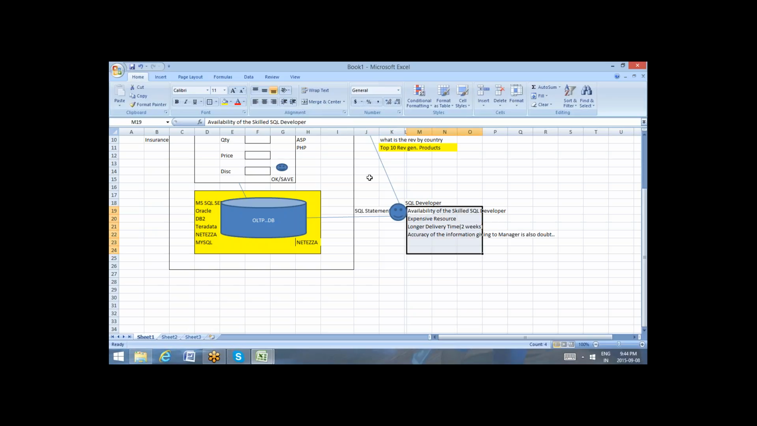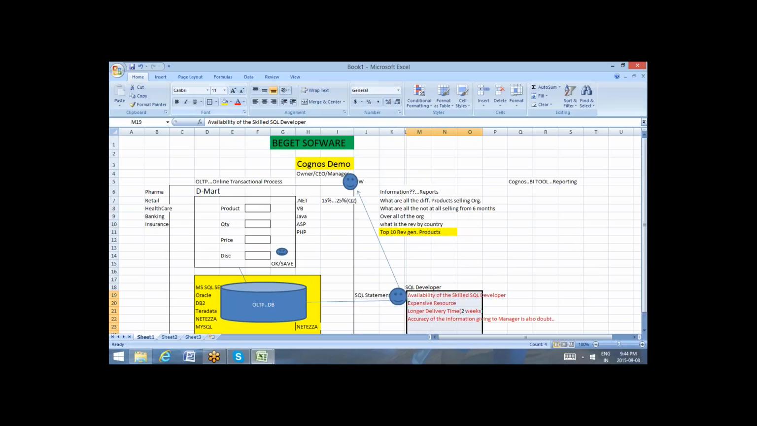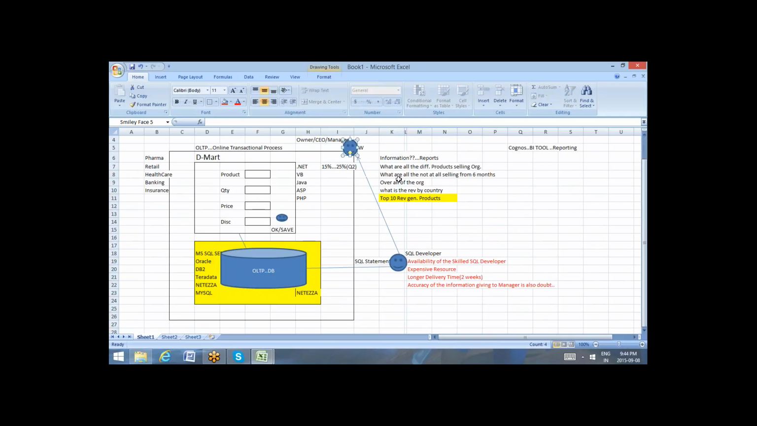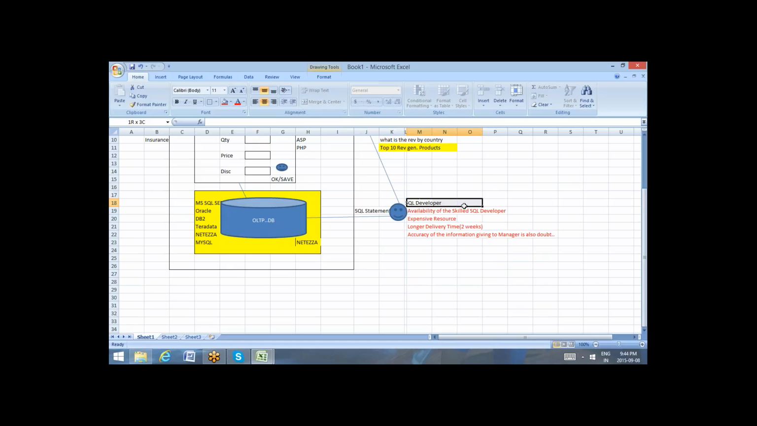So if I want to recruit a person called an SQL developer, these managers are facing these kinds of challenges. So what are the challenges? These are the couple of challenges they are facing, right?